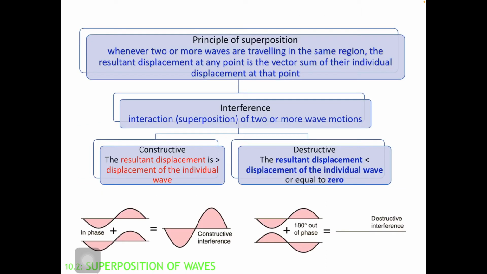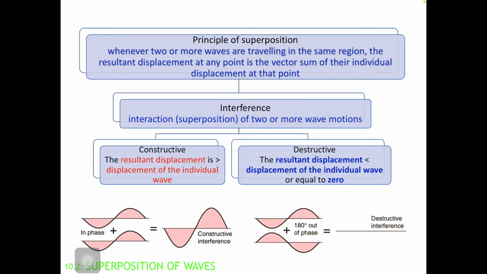Okay. So principle of superposition sama macam tadi. Whenever two or more waves are travelling in the same region, the resultant displacement at any point is a vector sum of their individual displacement at that point. So macam tadilah, kalau waktu y1 dekat amplitude, y2 dekat amplitude bertembung, jadi double the amplitude. Kalau satu positif A, satu negatif A, bila bertembung dia jadi kosong. Okay.